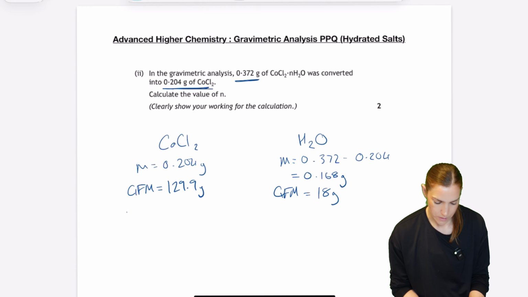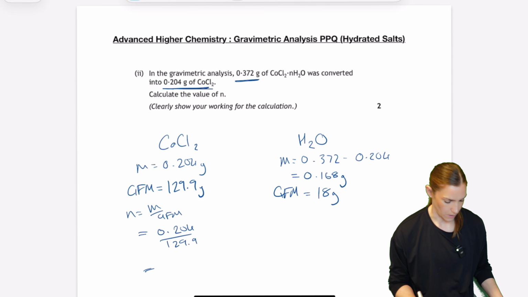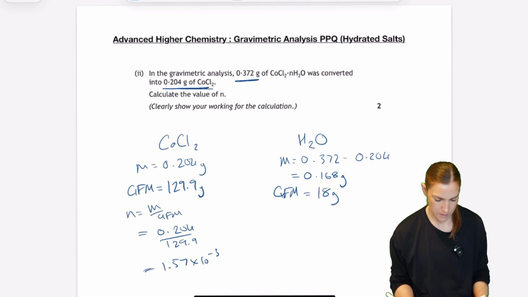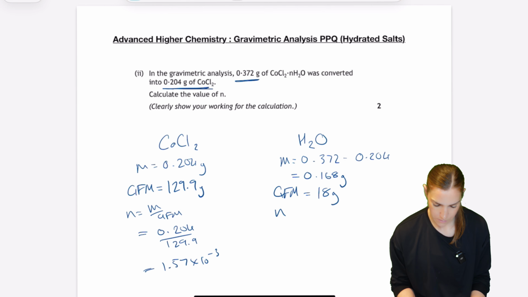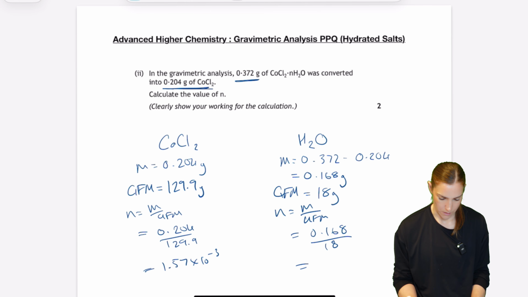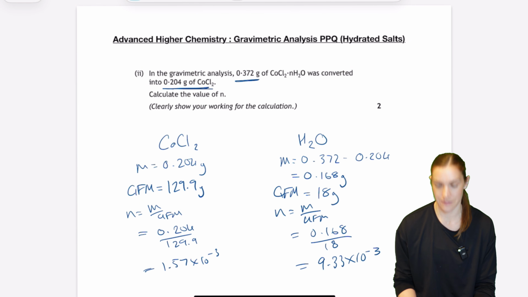Working out number of moles is always mass over GFM. Hopefully you remember that even from Nat 5. So for the cobalt chloride we'd have 0.204 over 129.9, and that gives us 1.57 times 10 to the minus 3, if we round it to 2 decimal places. Then we can do the same for the moles of water, mass over GFM. For the water that would be 0.168 over 18, and that gives you 9.33 times 10 to the minus 3. We round it to 2 decimal places again.